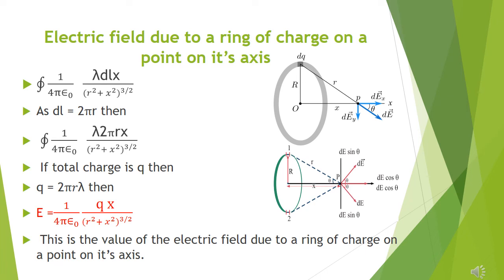This is our expression for the electric field due to a ring of charge at a point on its axis. Now we can compare this with the general formula for a point charge, which is E equals 1 upon 4 pi epsilon naught q over r square. So the only difference is in the value of r, which is replaced by r x upon r square plus x square to the power 3 by 2.